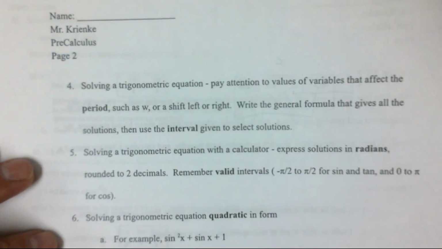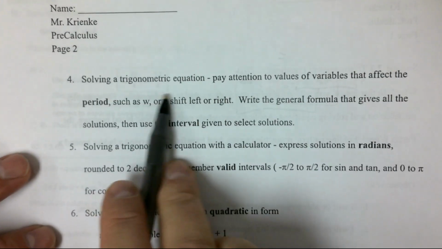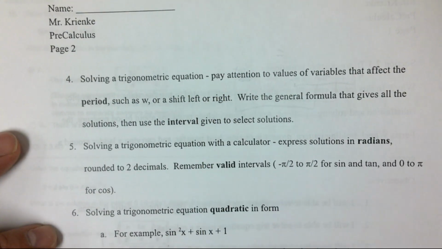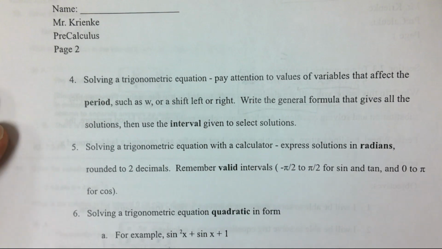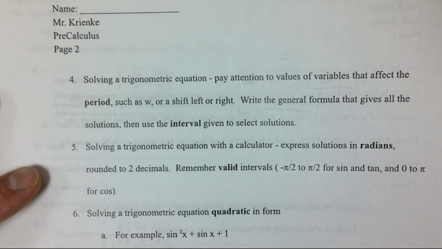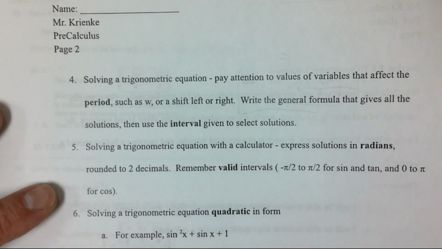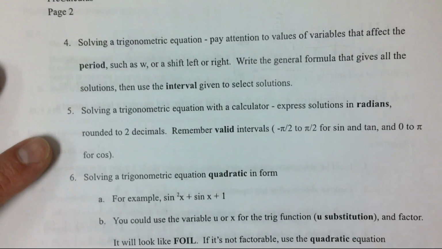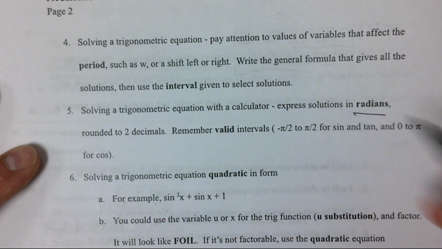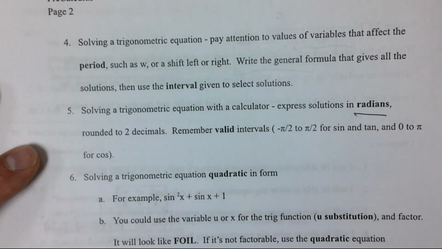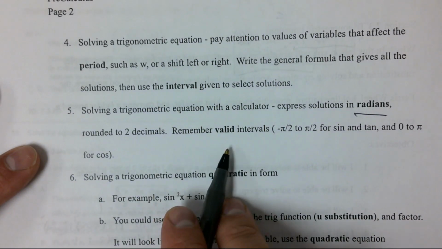Now there are some problems having to do with solving a trig equation. So what you want to do is pay attention to values of variables that affect the period, like the w, or shifting it left or right. You're going to need to write a general formula that gives all the solutions, then use the interval given to select which ones you need. Then for number 5, solve with radian mode. Express it in radians, rounded to 2 decimal places. And remember the valid intervals.